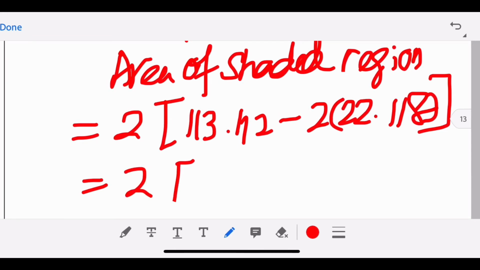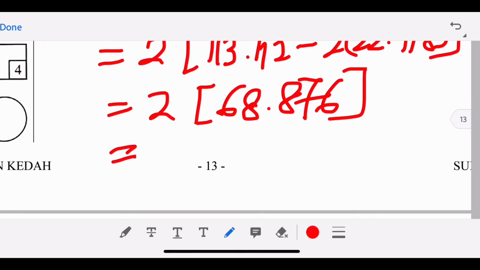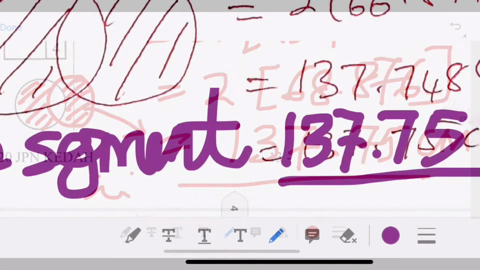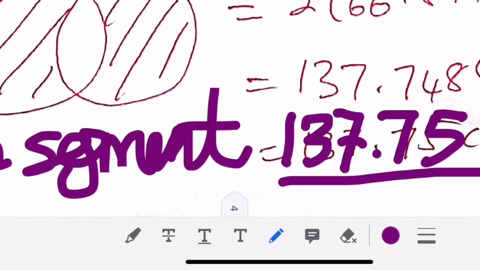So the final answer that you calculate for this question for the area of the shaded region is 2 times 68.876. You can use your calculator to times it and then write the answer in four significant figures. So that is the final answer for this question.